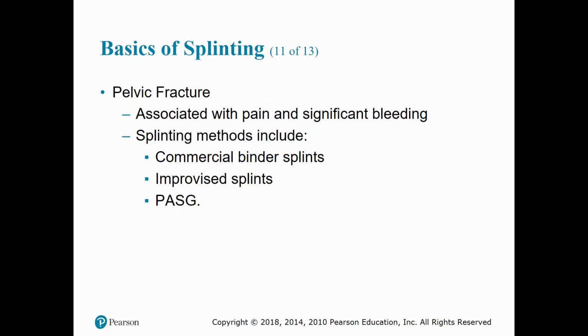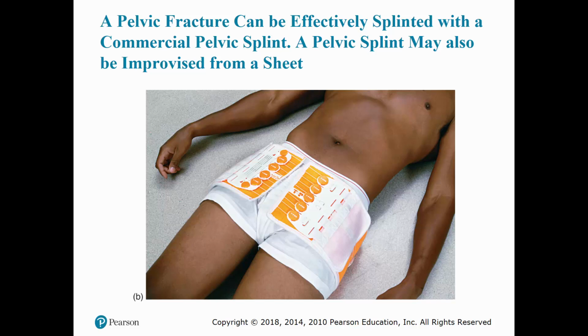With a pelvic fracture, we can use a commercially made pelvic binder or splint, or we may even improvise our pelvic wrap with a sheet to splint and stabilize the fracture and tamponade any possible bleeding. We may also use what's called the PASG, or pneumatic anti-shock garment, which is basically pants that's no longer commonly used anymore, but you could put them on and just blow up the pelvic portion of it, and it would give that splinting as well.